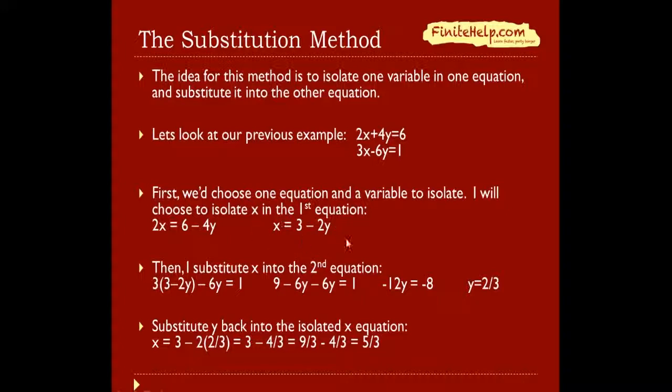Now I'm going to take this x and substitute that into the second equation. So in place of x, we're going to have 3 minus 2y in the second equation. And then I just simply solve for y from here, which comes out to be 2/3. And now that I know y is 2/3, I can substitute that into this equation for x. So I put 2/3 in here as y, and then I just do the math, and x comes out to be 5/3.